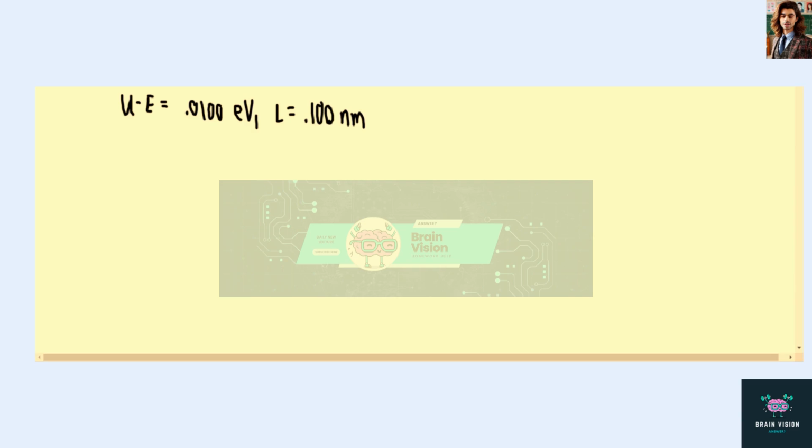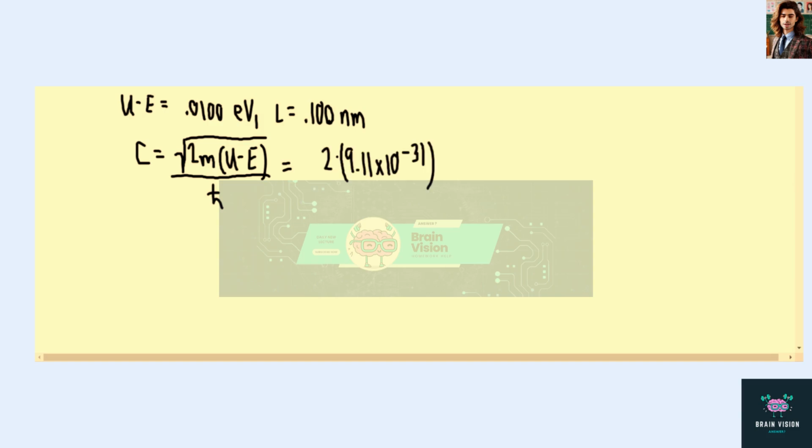In the first case, we have that for the electron, U minus E is equal to 0.0100 electron volts, and L is equal to 0.100 nanometers. So we'll go ahead and calculate the quantity C, which is the square root of 2m times U minus E, divided by h bar, and then we'll just substitute in the quantities that we know.